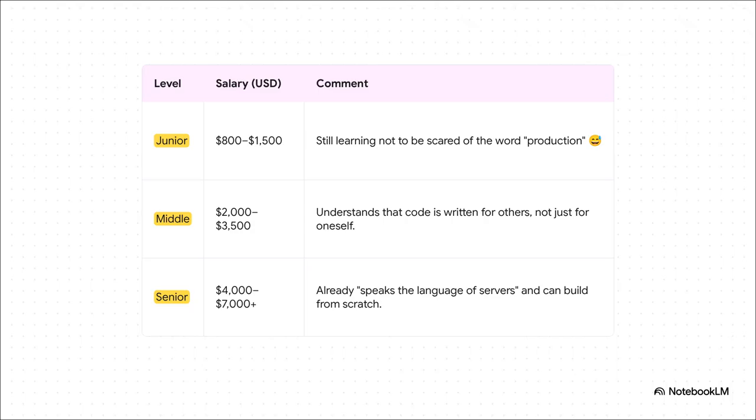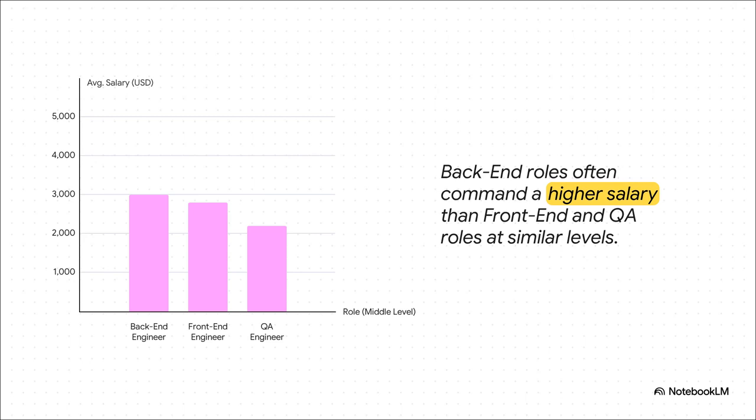Then you've got your middle engineer who gets that code is a team sport. They're pulling in between $2,000 and $3,500. And then the senior, who basically speaks the language of servers, can command anywhere from $4,000 to $7,000 a month, and often even more. And this chart really puts their value into perspective. You can see that at the middle level, a back-end engineer's salary often edges out their front-end colleague. Now, that's not a value judgment on front-end, not at all. It's just a reflection of pure market demand.